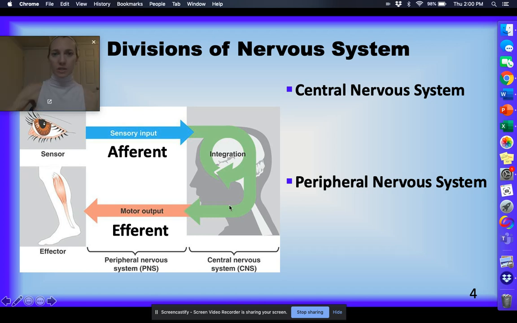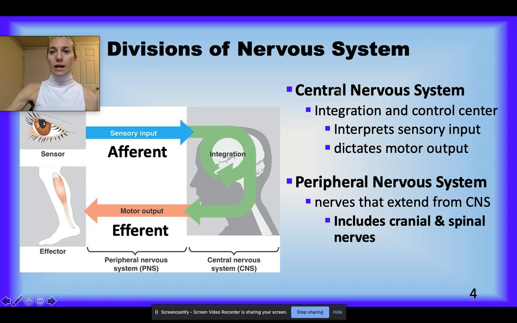So with the central nervous system, to elaborate a bit, this is going to again be the integration and control center. It's interpreting that sensory input and it's dictating that motor output. On the peripheral nervous system side, this includes those afferent as well as the efferent pathways, right? So again, you've got your cranial as well as your spinal nerves that are going to be involved here.